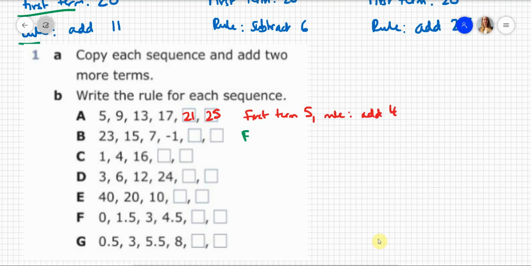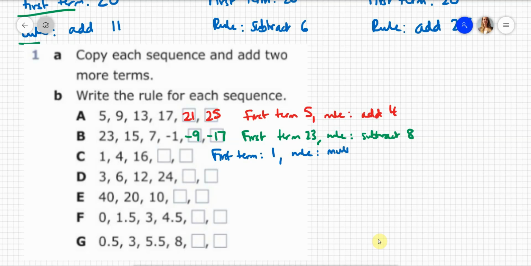This one, part B, first term 23. Rule is subtract 8. So I will have -9 and -17. Next one, first term is 1, and the rule is multiply by 4. So we've got 1 times 4 is 4, times 4 is 16, times 4 is 64, times 4 is 256. You might have needed to use your calculator for that one.